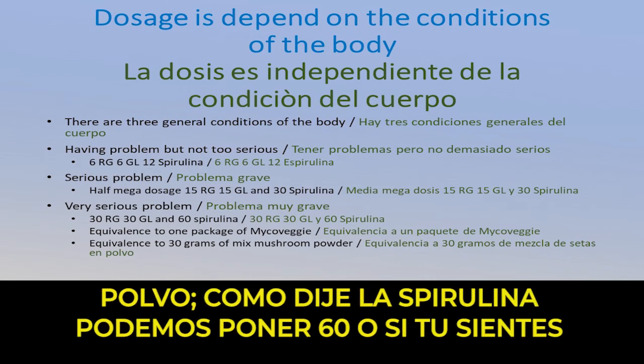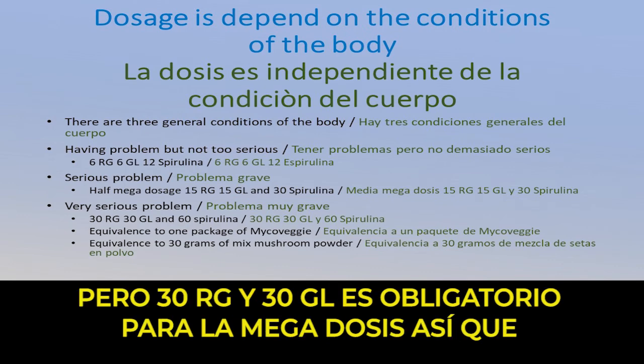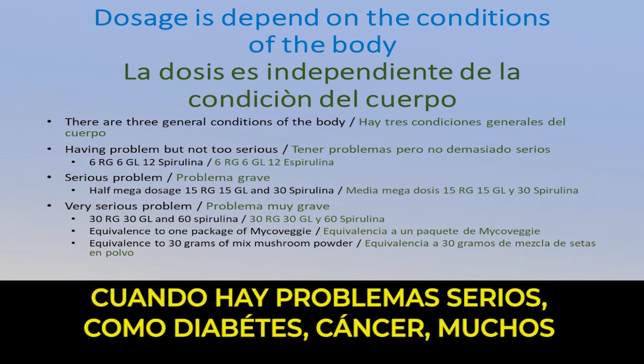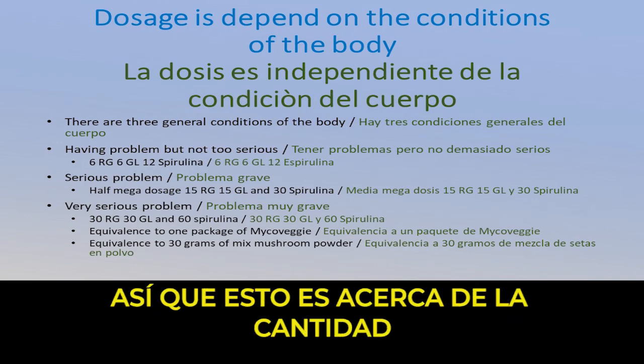We do have mushroom powder. And as I say, spirulina is assisting. We put 60 here; if you feel 60 is too much, you take 30, it is up to you. Not so critical. But 30 Rg and 30 Gl is a must for this mega dosage. So for serious problems like diabetes, cancer, and a lot of other serious problems, we have to go for the mega dosage. So this is all about the dosage.